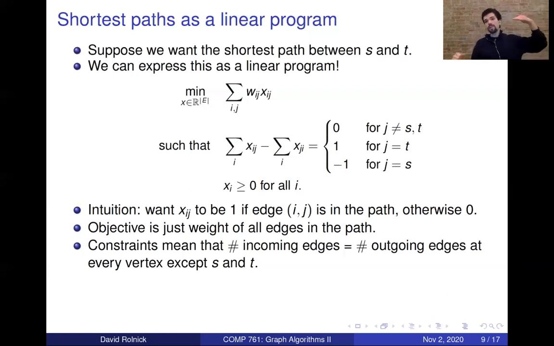That means you have the same number of edges coming into any vertex as going out, unless the vertex is T, in which case you have one more edge coming in, and unless the vertex is S, where you have one more edge coming out. So you can think of this intuitively, I'm not going to prove this. You can think of this intuitively as saying there's a flow along edges from S to T, and the net number of edges coming out of S is one, and the net number of edges coming into T is one. And everywhere else, the edges are exactly balanced.